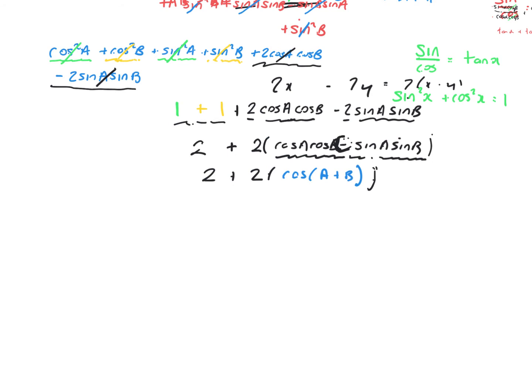So what I could do next is expand that open, and that will be 2 plus 2 cos A plus B. And then my final move, let's take out the common factor 2, and that will be 2 bracket 1 plus cos of the A plus B expansion, and that is the final answer.